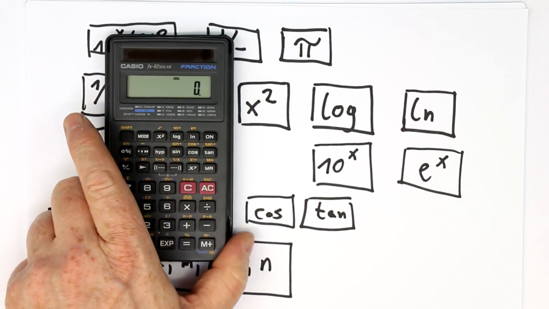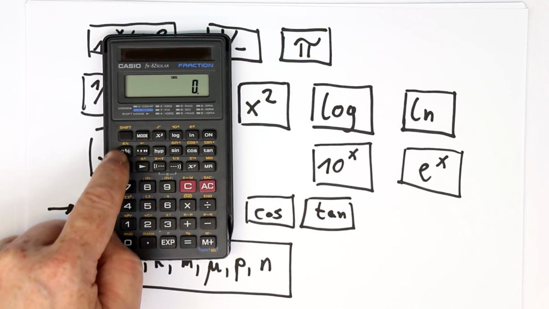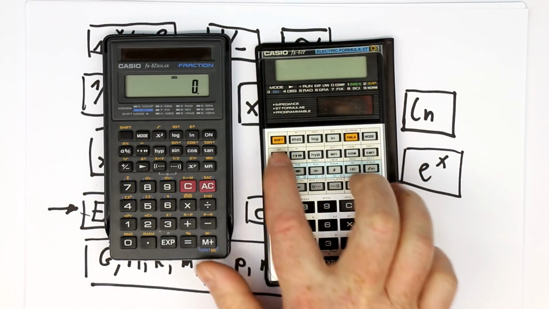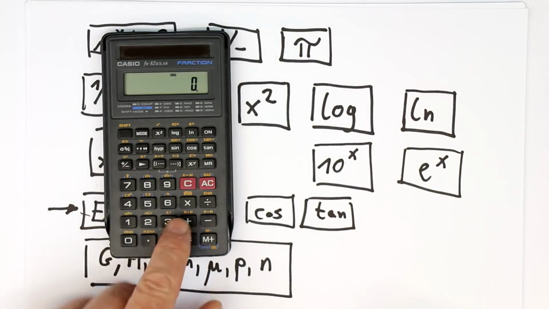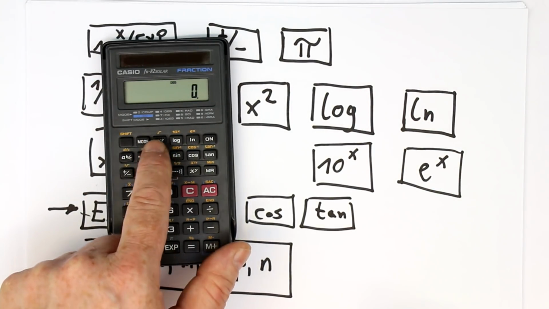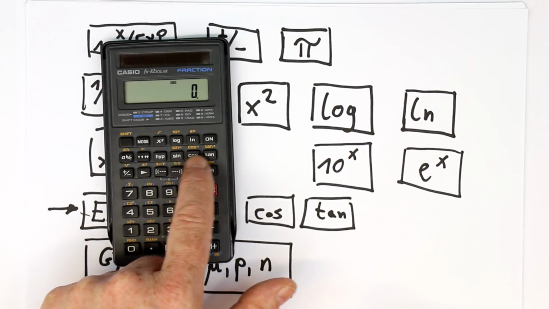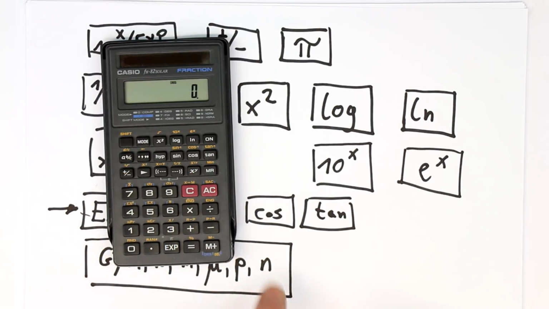This is a basic scientific calculator. As you can see, it has only 3 rows, as opposed to what I call the engineering calculators from Casio, which have 4 function rows. And let's count here what we have on direct keys. 1, 2, 3, 4, 5, 6, 7, 8, and 9. And pi is also a direct key.